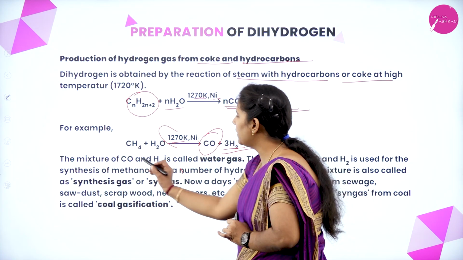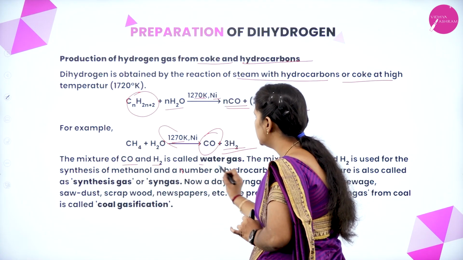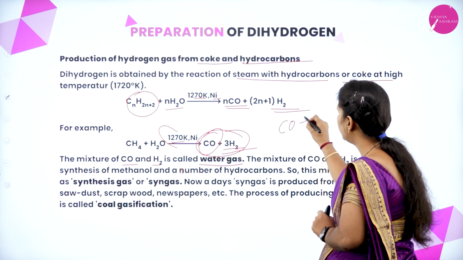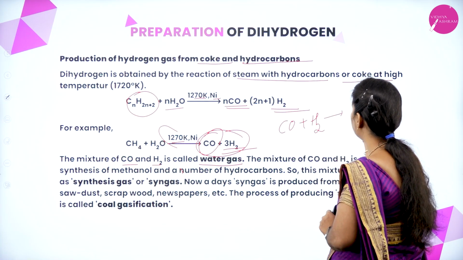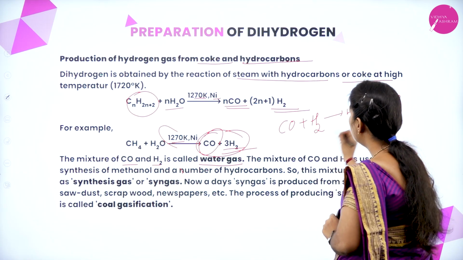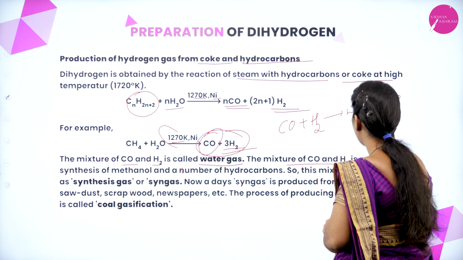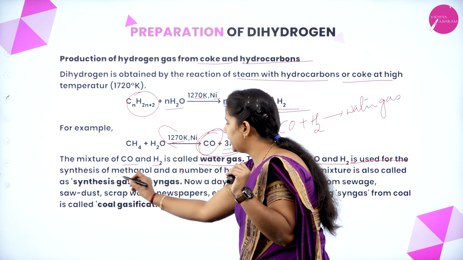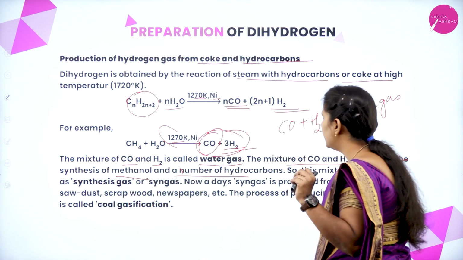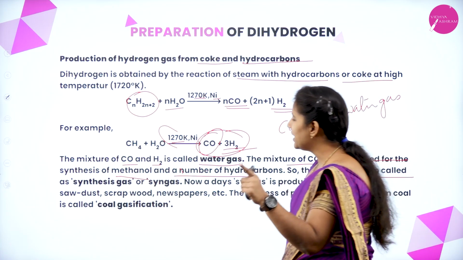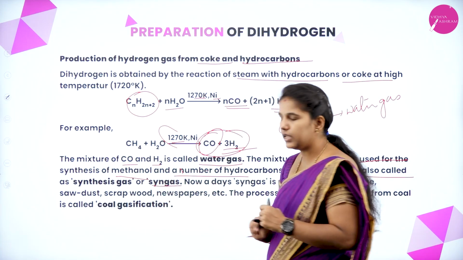The mixture of carbon monoxide and hydrogen gas is also known as what? Water gas. The mixture of carbon monoxide and hydrogen gas is known as water gas. The mixture of carbon monoxide and hydrogen gas will be used for synthesis of methanol and a number of hydrocarbons. So, this mixture is also known as synthesis gas or syngas.